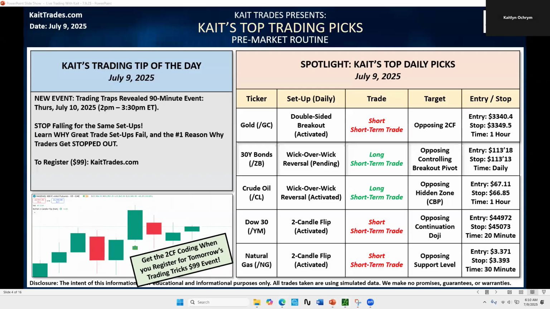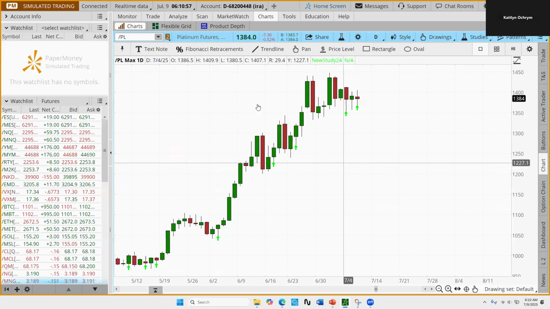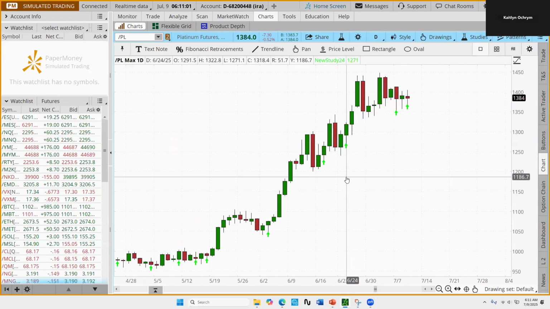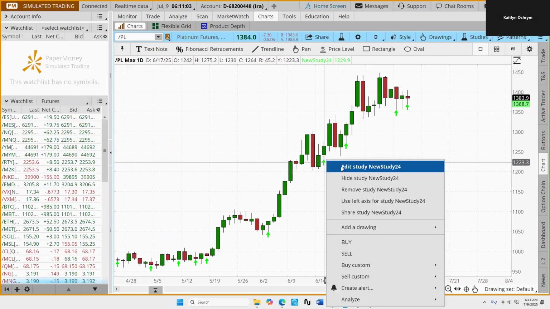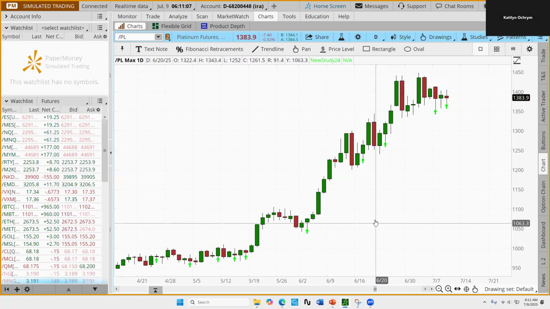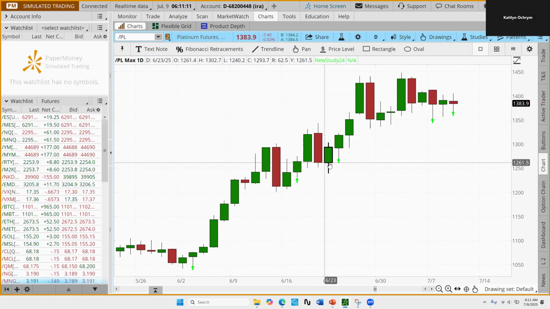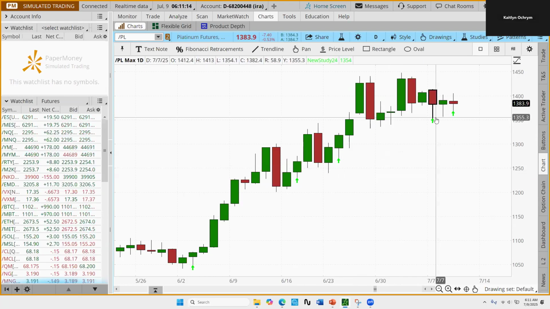So to give you an idea of what that is, let me bring up the chart I have on the screen here. Platinum, for example. Wherever there's a green arrow, I'll leave it green for now. You can see the light green arrow on many of these candles. What the light green arrow shows you is an activated two candle flip.